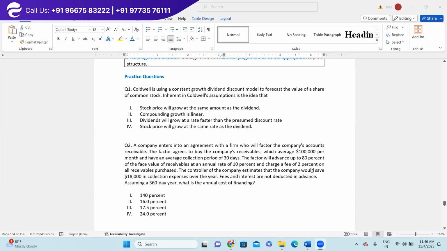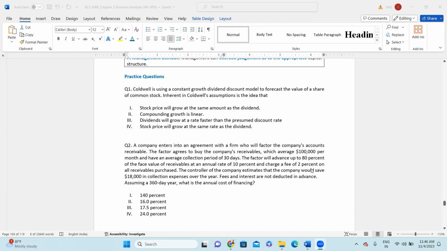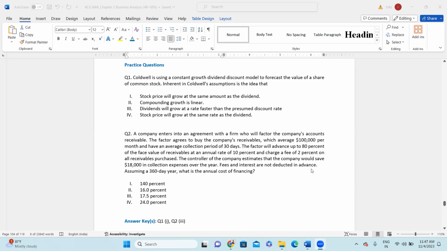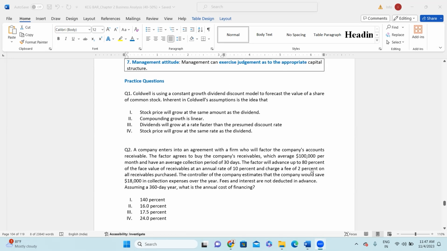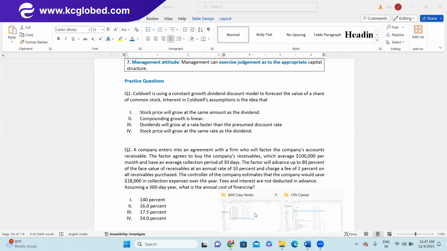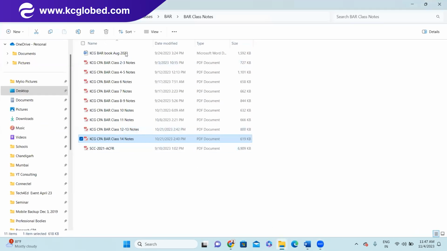So the question is, what is the annual cost of financing? 140%, 60%, 17.5%, or 24%, and how? Any idea how we need to do the calculation? Right. Let me open an Excel sheet for you.